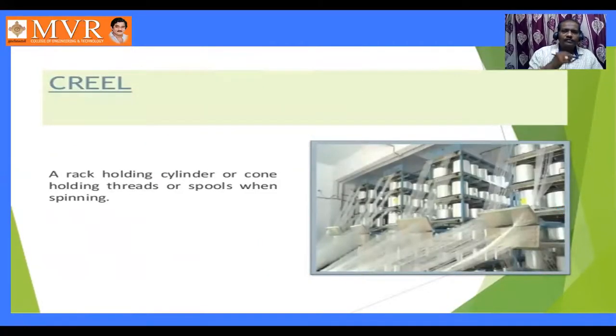So one by one we will take. Serials means, if you observe, a rack holding cylinders or cones holding threads or spools when spinning. If you observe, a number of reels are there, and you can observe 1, 2, 3, 4. All reels are coinciding here. One by one they are going to come like this, and all are coming from the rollers only. So this is going to be called a fiber. So a reel is a rack holding cylinders or cones holding threads or spools when spinning.